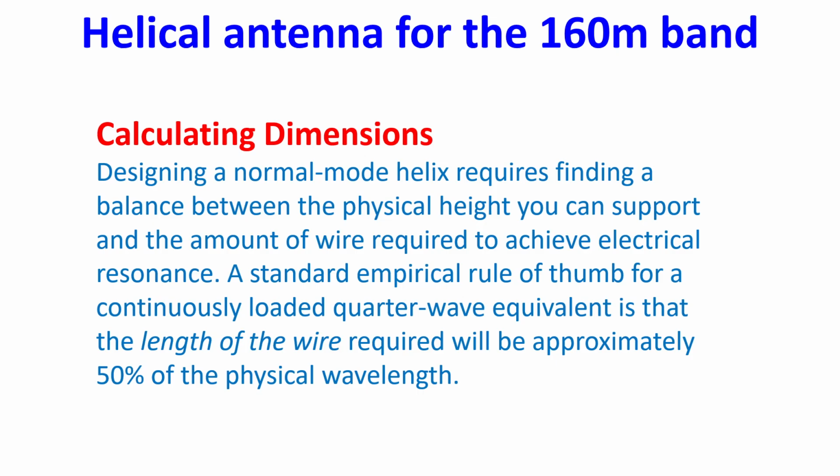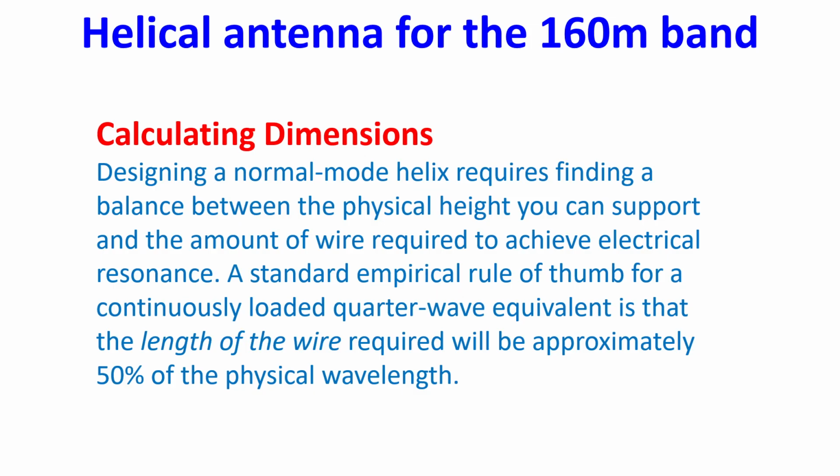Designing a normal mode helix requires finding a balance between the physical length you can support and the amount of wire required to achieve electrical resonance. A standard empirical rule of thumb for continuously loaded quarter wave equivalent is that the length of the wire required will be approximately 50% of the physical wavelength.